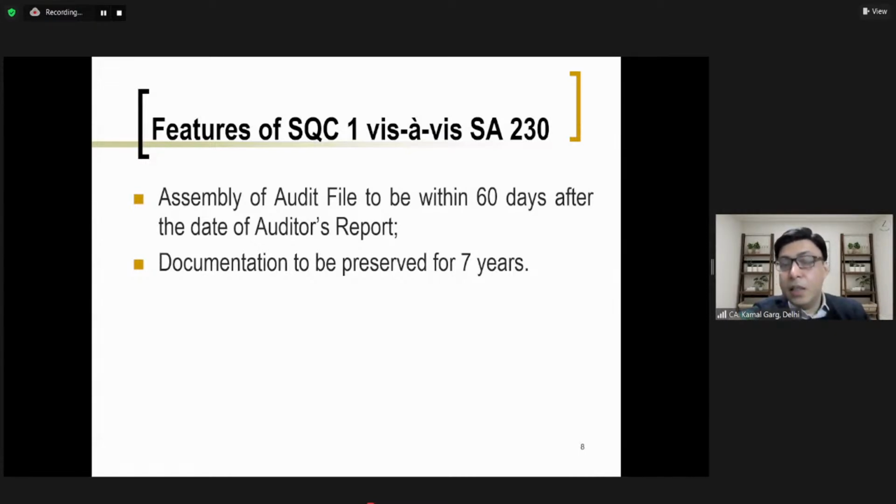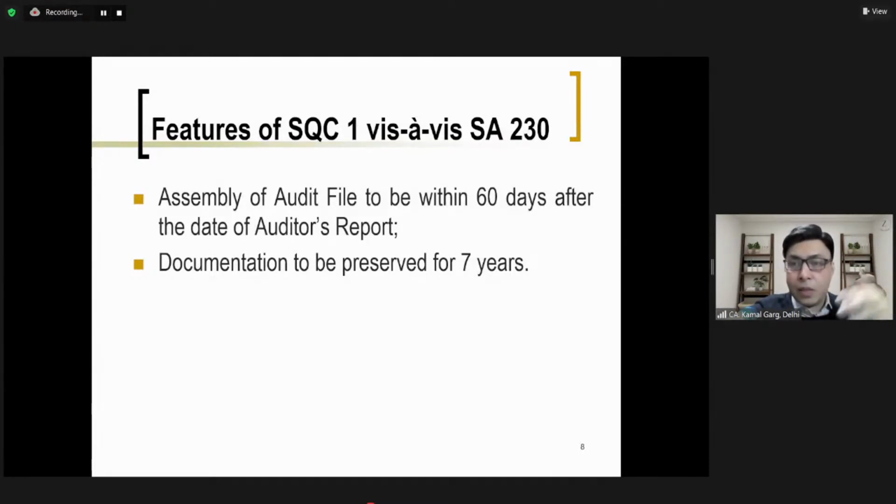And number 2, these audit documents shall be preserved for 7 years. So if you are completing the audit of 2022-23 and you are preparing working papers for 2022-23, for how many years? For 7 years. That means 2022-23 plus 7 years. So it will be starting from 23-24, 24-25, and so on. So this is the requirement of SQC1. The preservation period is 7 years.